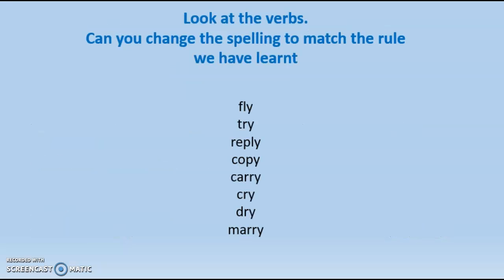Right, I have got an activity for you to do now. So I want you to look at these verbs and can you change the spelling to match the rule we have just learned? Okay, think about, does it end in a consonant and a y, or does it end in a vowel and a y? Okay, so pause the video, write these down in your book, so change them into the third person. Okay, so pause the video.